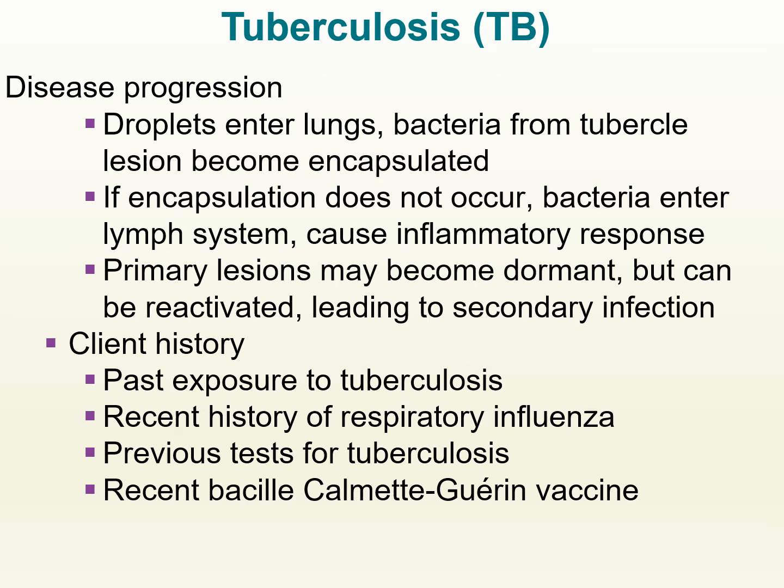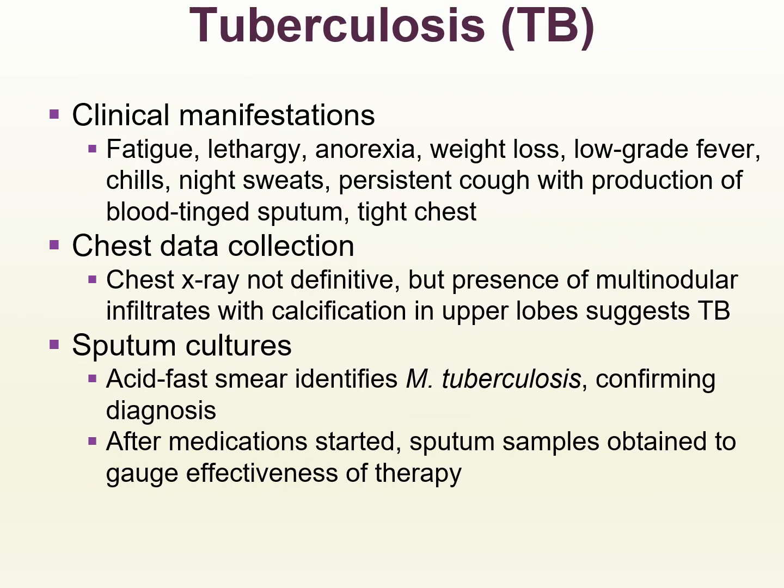History of the client will usually show some exposure to the TB, a recent history of respiratory influenza. It may show previous tests for TB or a recent vaccination of bacillus Calmette-Guérin, and this is often given in other countries. Clinical manifestations of TB include fatigue, lethargy, anorexia, weight loss, low-grade fevers, chills, night sweats, persistent cough with production of blood-tinged sputum, and chest tightness.